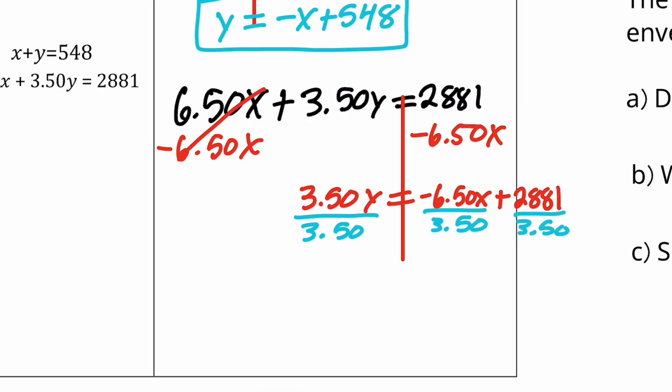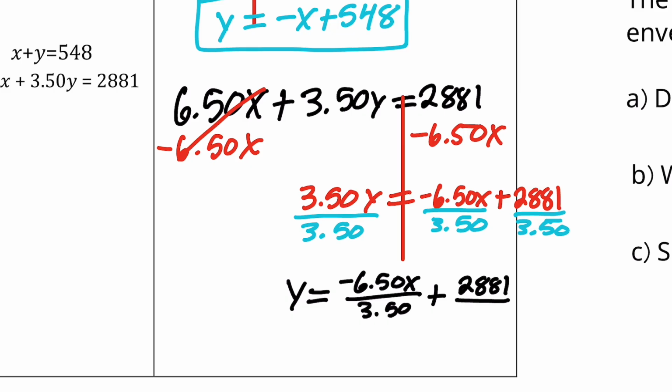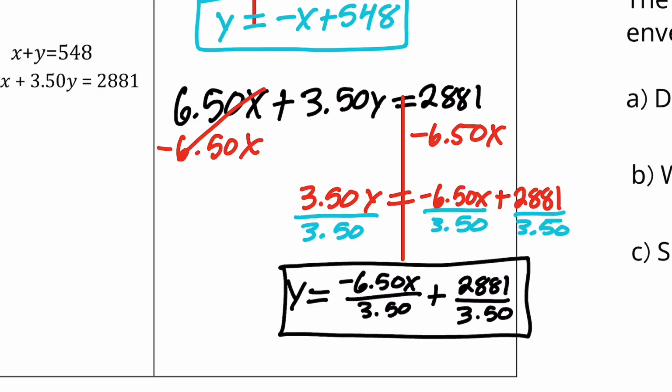Now, something that I want to say, again, keep these as fractions. So it's going to be y is equal to -6.50x divided by 3.50 plus 2,881 divided by 3.50. And guys, there we go. We have my two equations set up and ready to go. Now, all I need to do is graph these and see where they cross. So, let's do that.